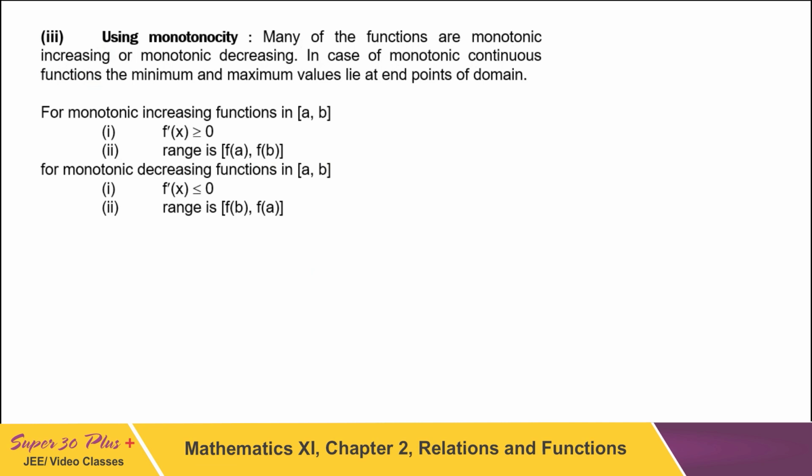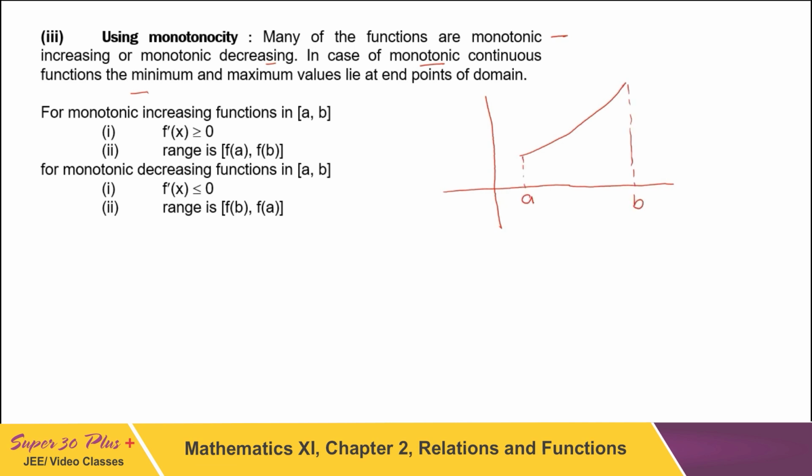We can also find the range by using monotonicity. As we know, many of the functions are monotonic increasing or monotonic decreasing. In the case of a monotonic continuous function, the minimum and maximum values lie at the endpoints of the domain. This is the most important part. Suppose there is a graph on the x and y axes and it is strictly increasing like this. Then these are the terminal ends.